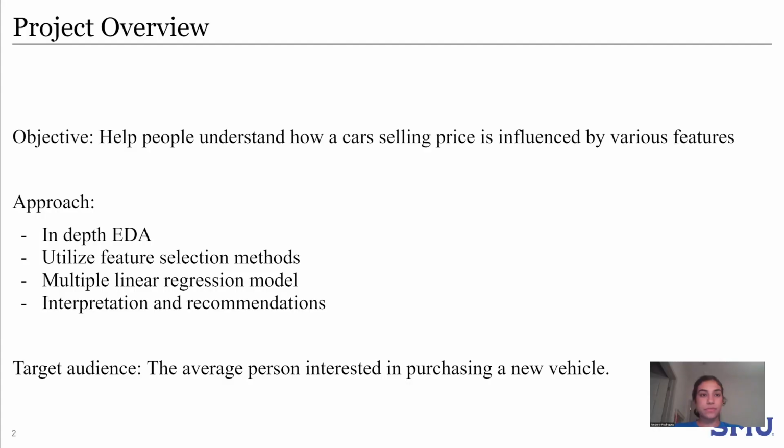We will be presenting the MSRP of automobiles. Just a brief overview of the project. Our objective is to help people understand how a car selling price is influenced by various features. Our approach is first an in-depth EDA. Next, we're going to utilize feature selection methods for our multiple linear regression models. And then finally, interpretation and our recommendations. Our target audience is the average everyday person who is interested in purchasing a new vehicle.